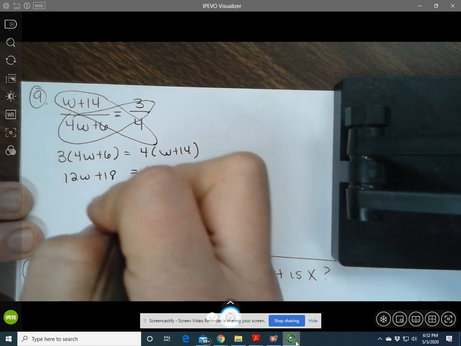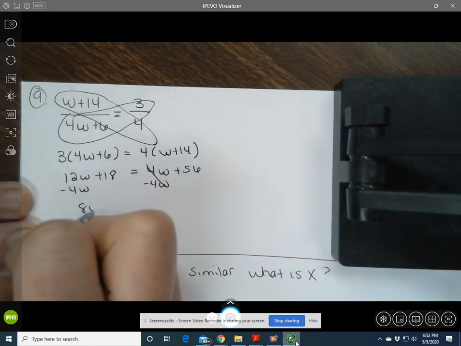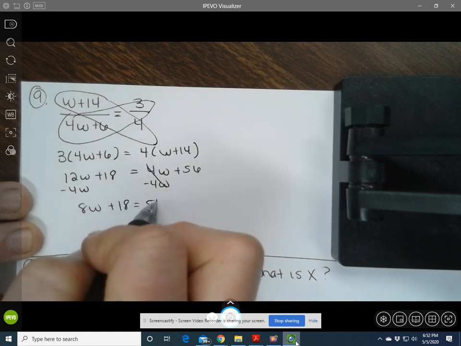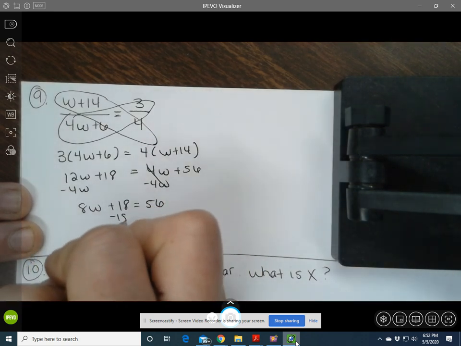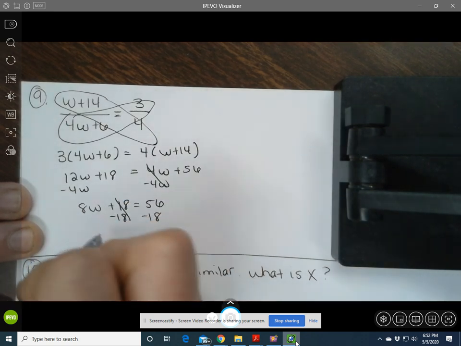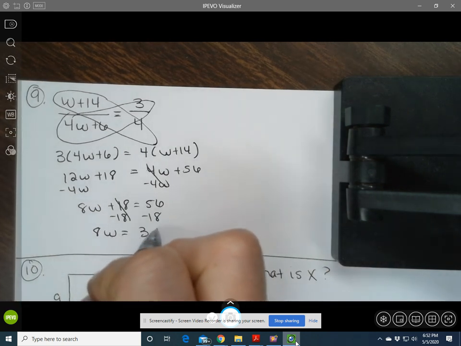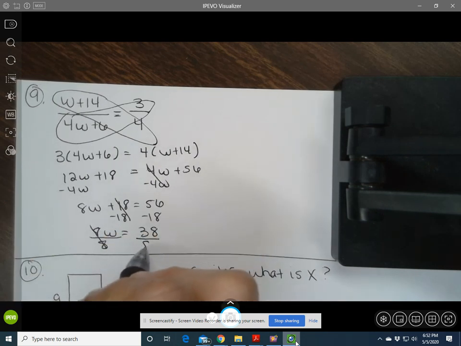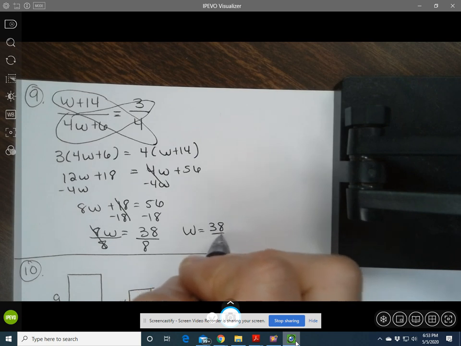Now I need to get my variables on the same side first. I'm going to subtract 4w. That means 8w is what's left, plus 18 equals 56. Now I'm back to just a two-step equation, so subtract 18 from both sides. That means 8w is equal to, should be 38. Divide by 8, divide by 8. That means w is equal to 38 over 8.